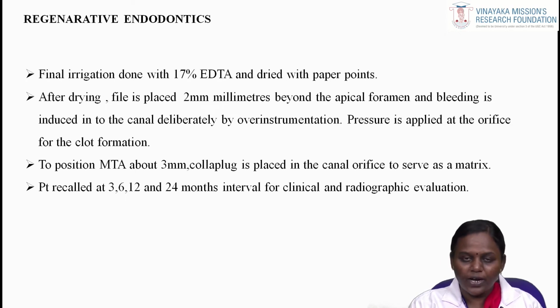After drying, a file is placed 2 mm beyond the apical foramen and bleeding is induced into the canal deliberately by over-instrumentation. Pressure is applied at the orifice for the clot formation. To position MTA about 3 mm, a collagen plug is placed in the canal orifice to serve as a matrix. Patient is then called for review at 3, 6, 12 and 24 months for both clinical and radiographic evaluation.